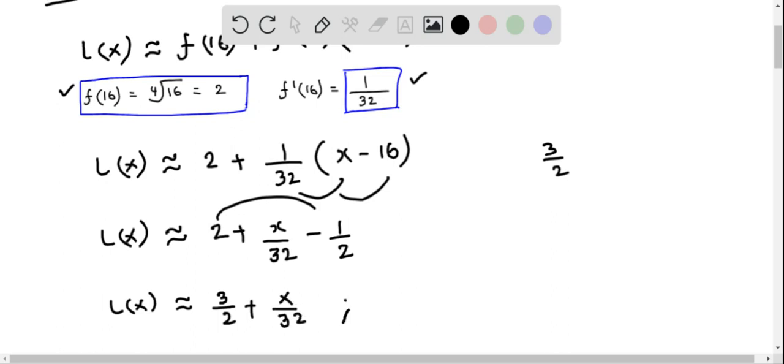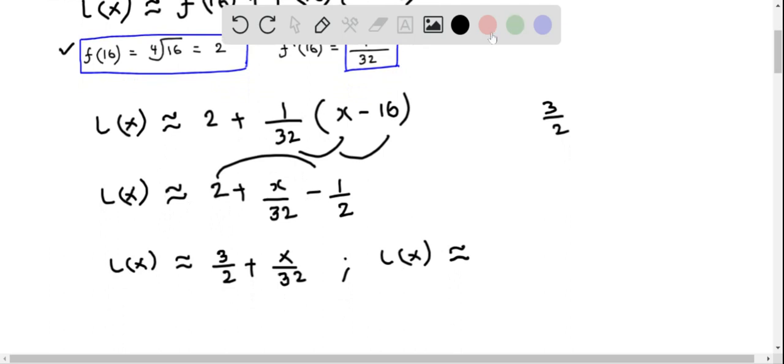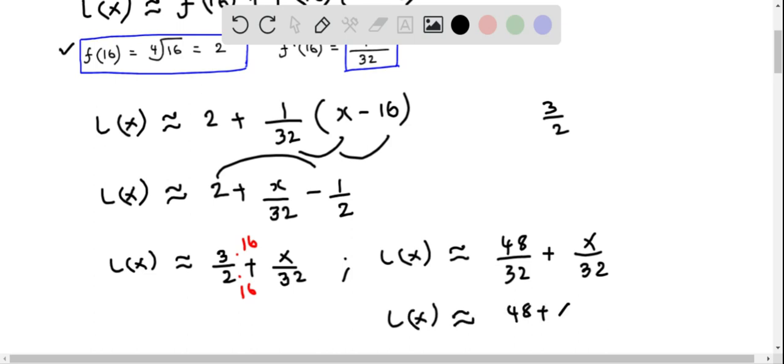In fact, this can be simplified further. We can combine the fractions. The common denominator is 32, which means I multiply the first fraction by 16 and divide by 16, so that the common denominator will be 32. 3 times 16 is 48. So this is basically 48 over 32 plus x over 32. So we write L of x is approximately (48 plus x) over 32.